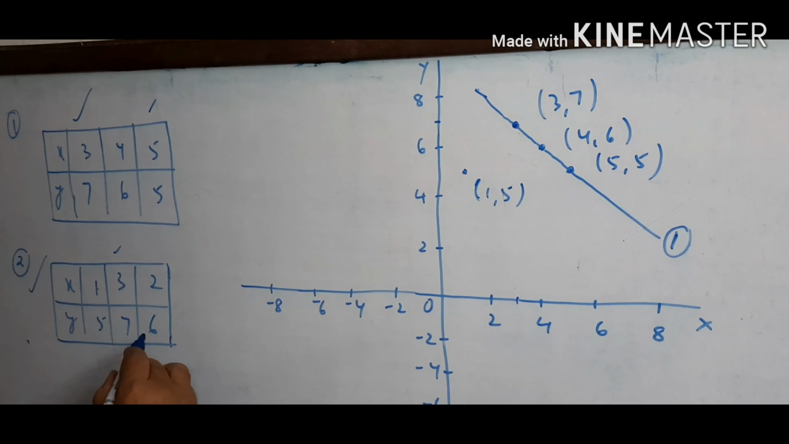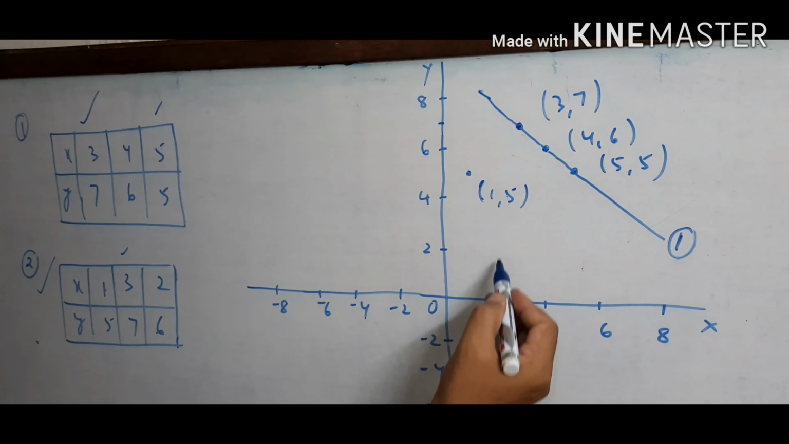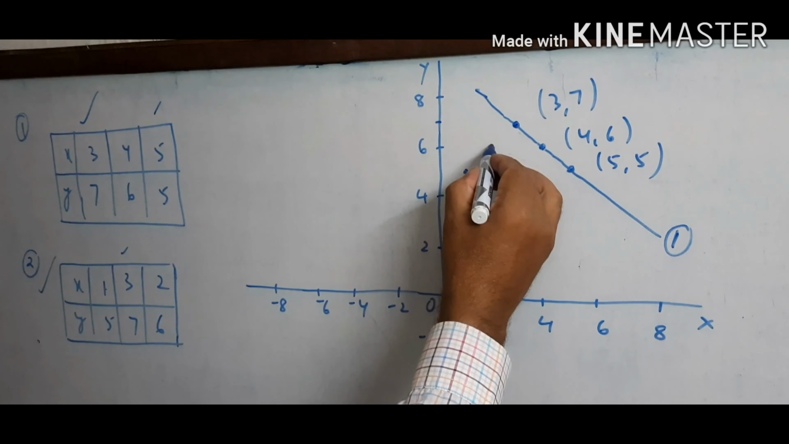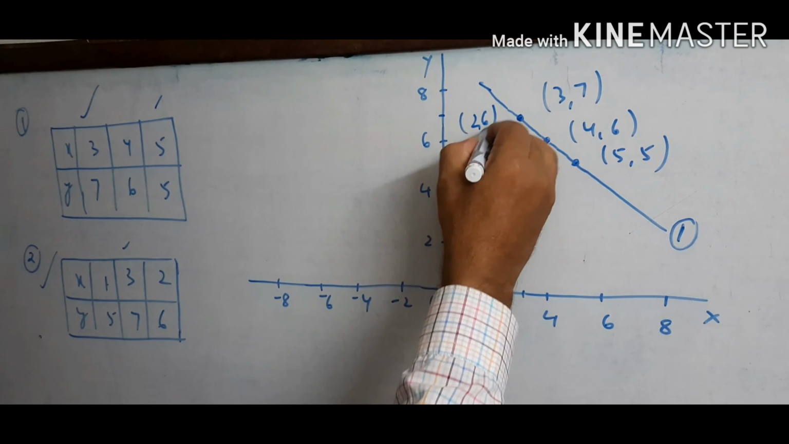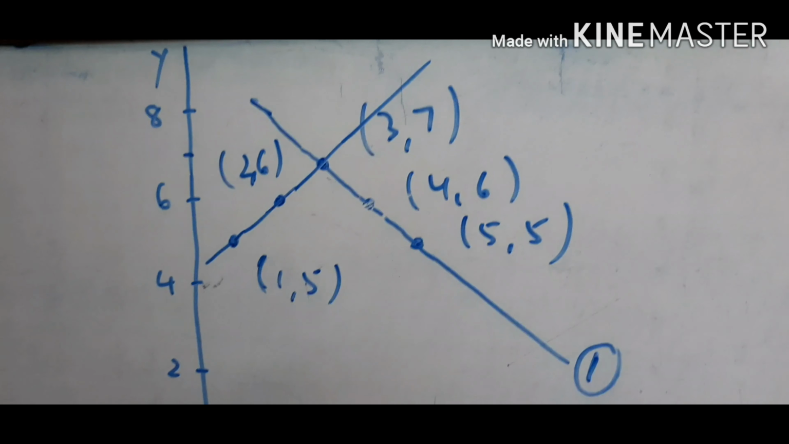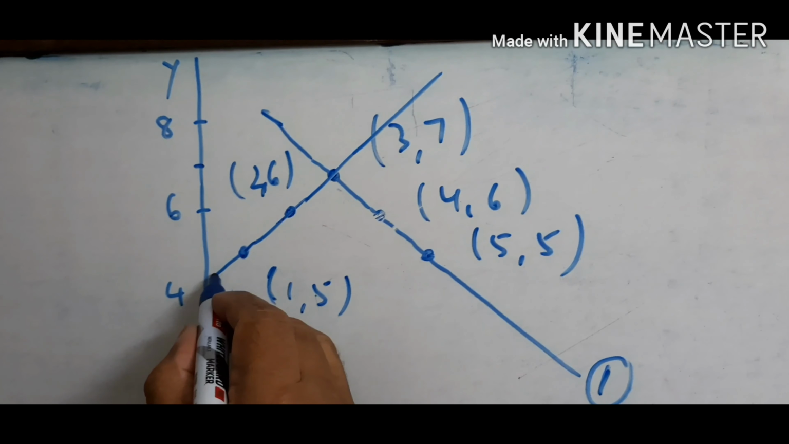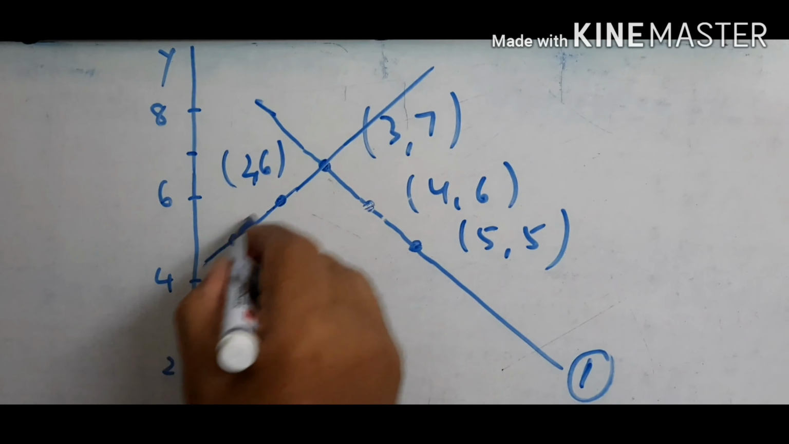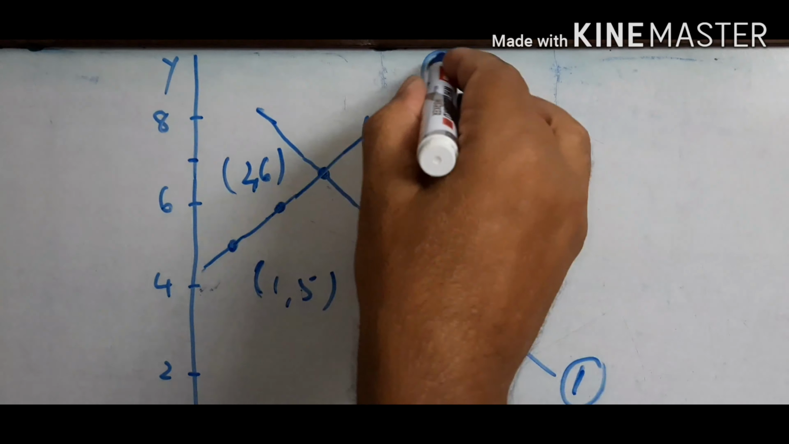Then next is 2, 6. So against this 2, you take here again 6 at this point, and we write 2, 6. Okay, after plotting points, draw a line passing through these 3 points which we have plotted. And this is the graph of equation 2. So you can put 2 there, equation 2.